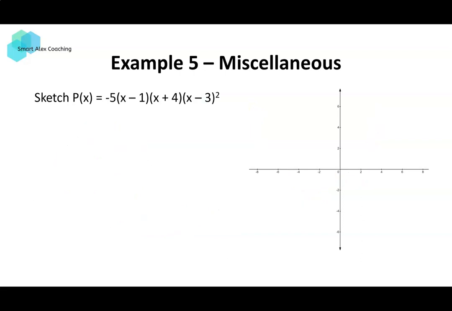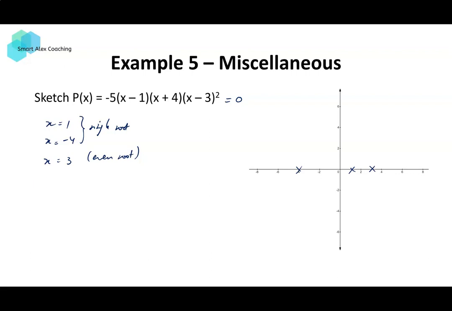In the last example here, I have a polynomial with a negative coefficient in the leading term. Solving for p of x equals 0, I'm going to get roots at x equals 1, which is a single root, x equals minus 4, another single root, and at x equals 3, I have an even root. Marking those on the diagram first, 1, minus 4, and at 3.